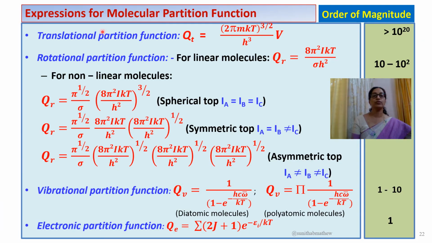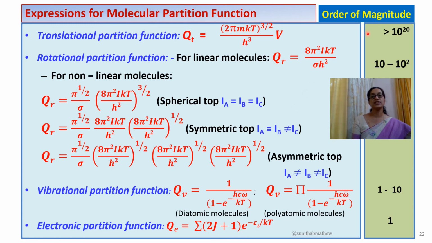Now, expressions for the molecular partition functions and their order of magnitude of thermally accessible states. The translational partition function is given by Qt is equal to (2 pi mkT) to the power 3 by 2 upon h cube, into V. For rotational, we have different expressions for linear and non-linear. For the vibrational partition function, this is for a diatomic molecule, and where there is more than one vibrational mode, we will use this formula. And this is the formula for the electronic partition function.